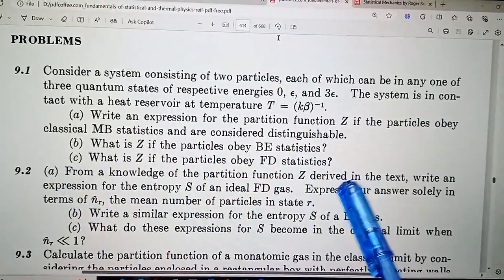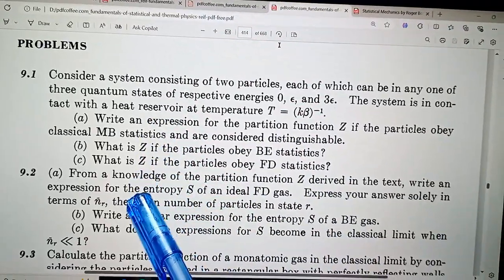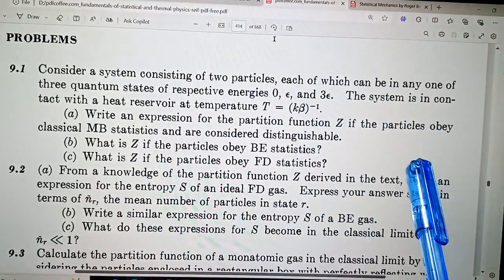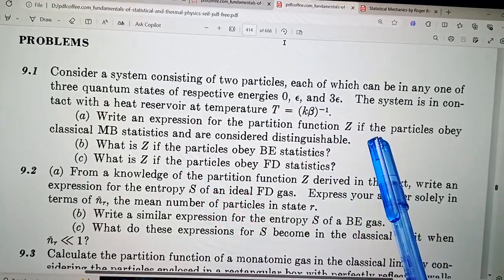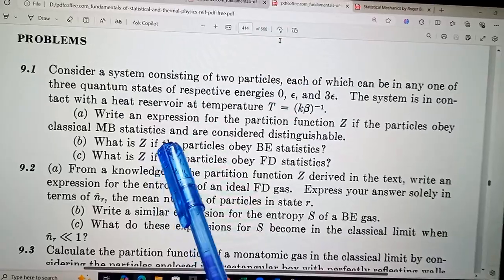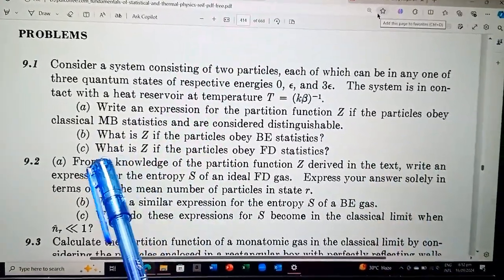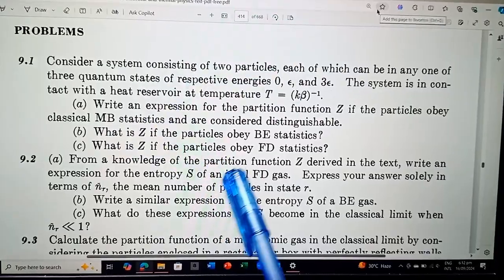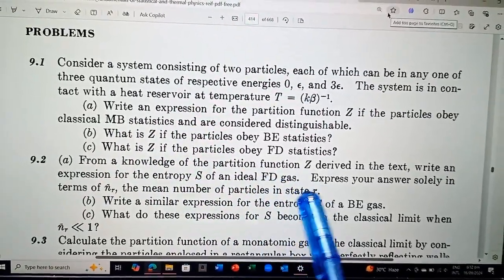What basically we need to calculate is the partition function, and in all three parts we have to make different assumptions for the particles. In the first part we'll consider them classical particles which are distinguishable. In the second part we'll consider them as bosons, and in part C we have to consider the particles to be fermions. All right, so we'll see how this will go.